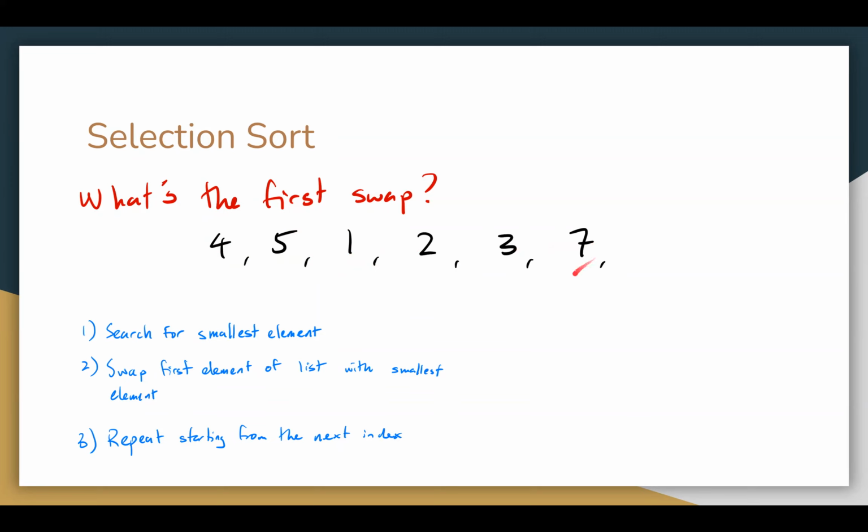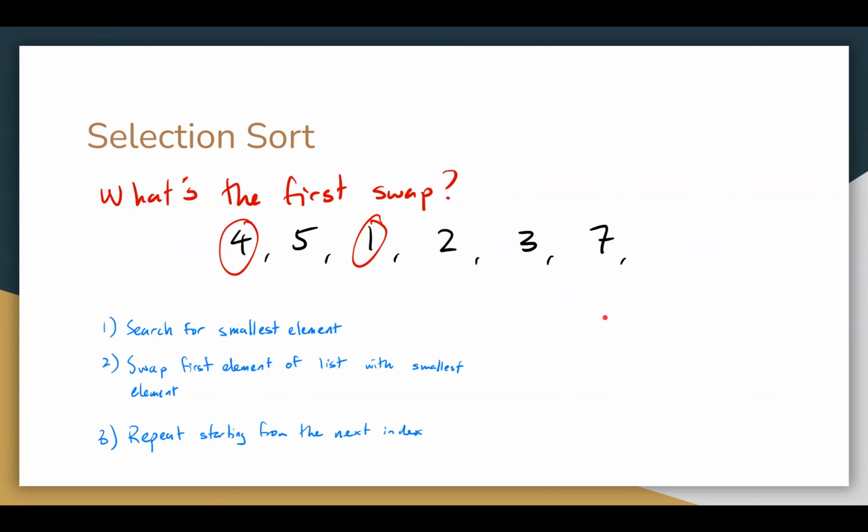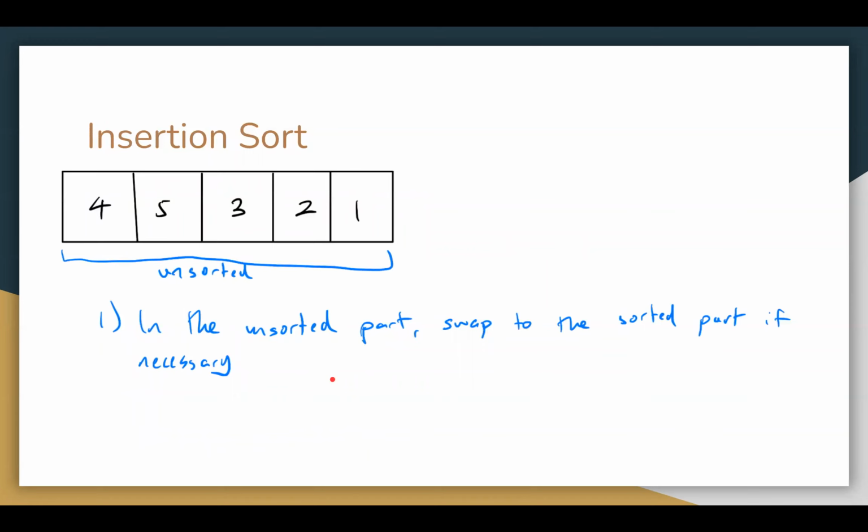Any questions here? Right, next up is insertion sort. So with insertion sort, at first the whole array is unsorted, and we swap into the sorted part if necessary.